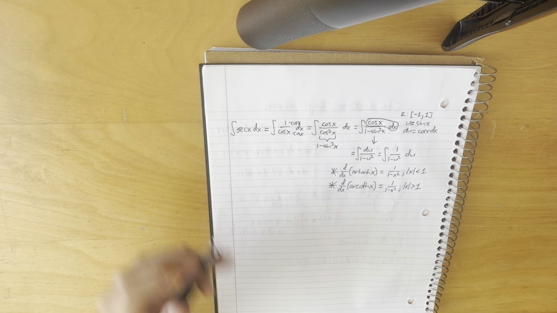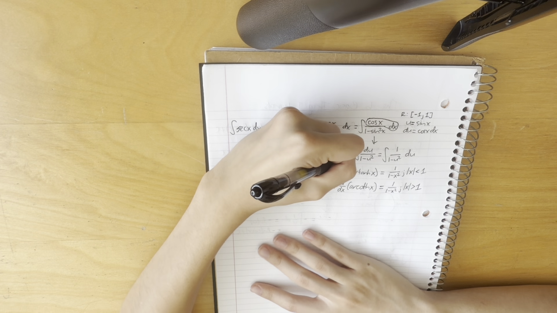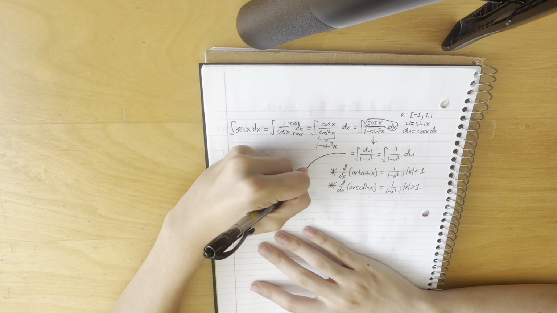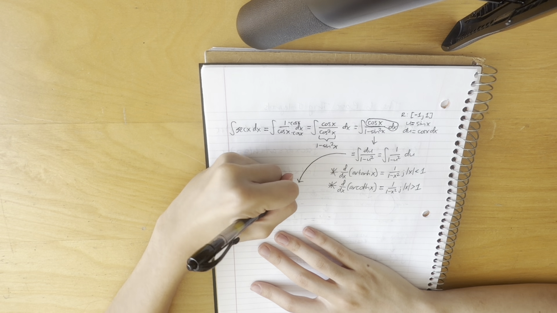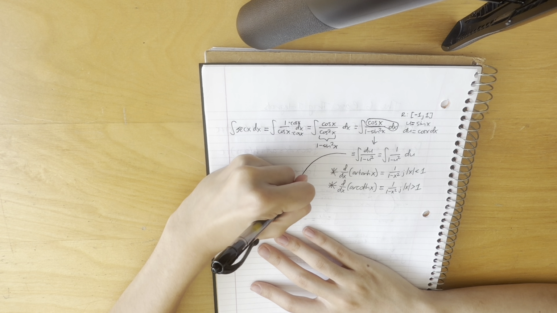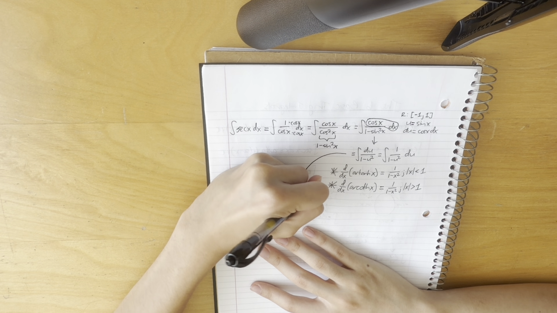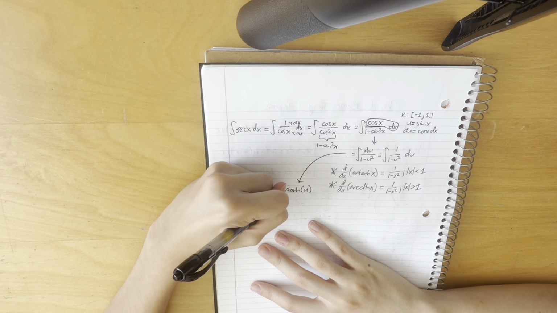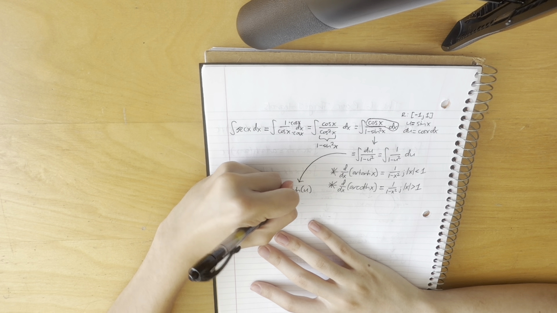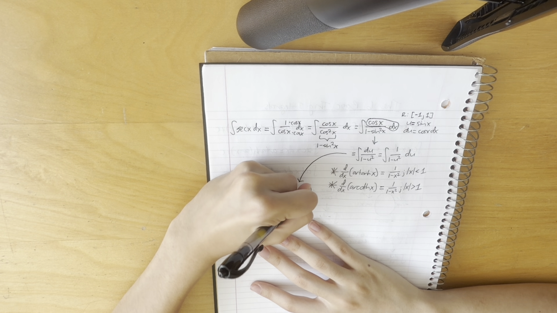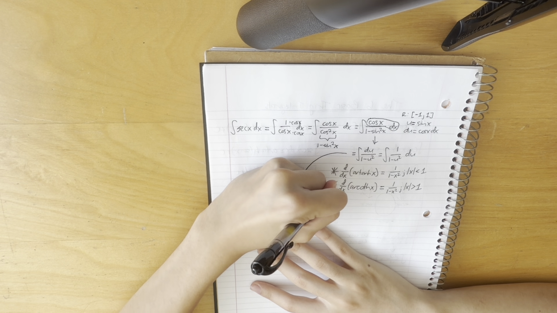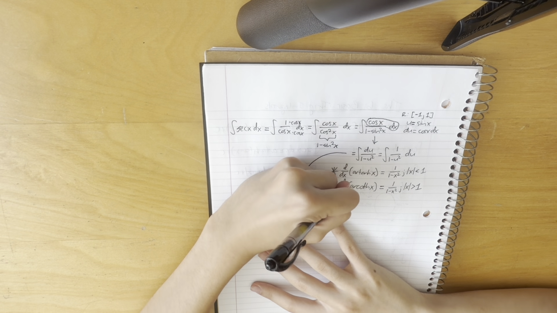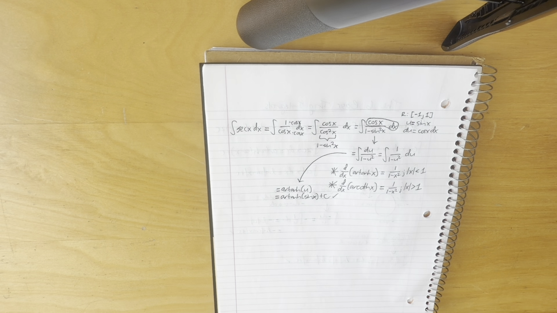So we can conclude that all of this, I'm going to draw an arrow like this, equals inverse hyperbolic tangent of our u. And what is our u? Sine of x. So it becomes inverse hyperbolic tangent of sine of x plus c. And that confirms what we saw on the front. That is the integral of secant of x dx.